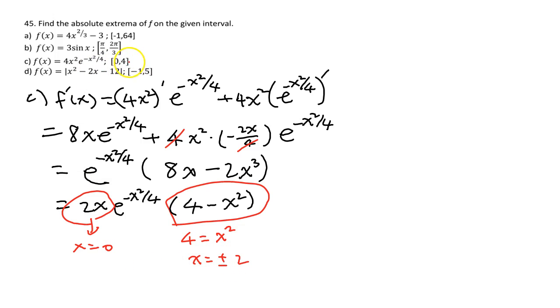But then you have [0, 4] as the given interval, and boundary values are never considered as critical numbers. So x equal to 0 is not considered a critical number. x equals negative 2 lies outside the domain, so therefore the only critical number is x equals 2. Okay, now let's continue on.